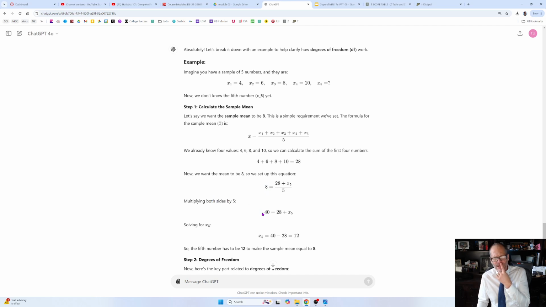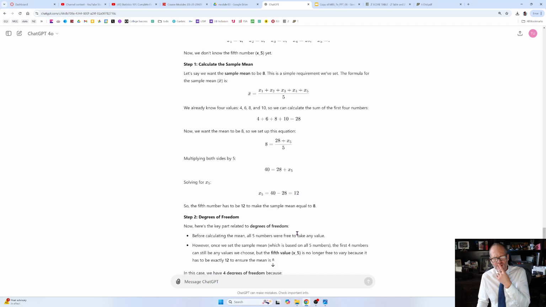Multiplying both sides by 5, now we solve for x5. We get 40, and 40 minus 28 is equal to 12. So the 5th number has to be 12 to make the sample mean 8.